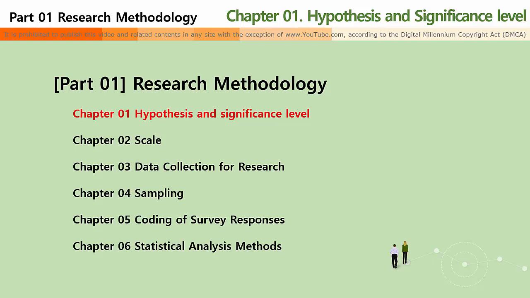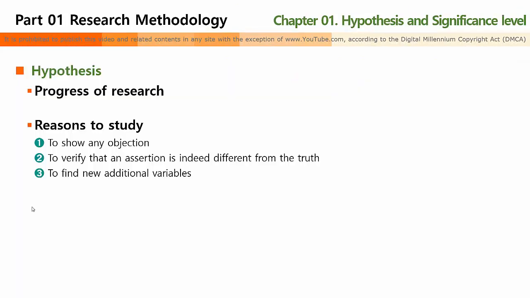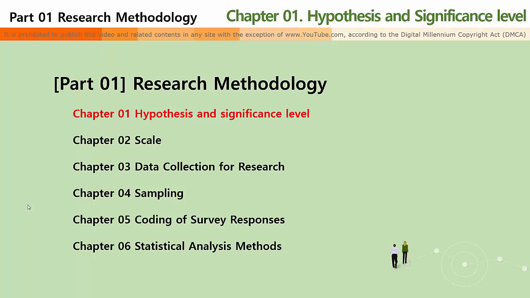After obtaining the data, we need to analyze the obtained data and make it in a format that the computer can understand. We call this coding. Chapter 6 will describe statistical analysis methods for analyzing data. It will be an overview of the analysis methods described in my book. It will also be time to see how the statistical analysis methods are used. Now, let's go into the first chapter.